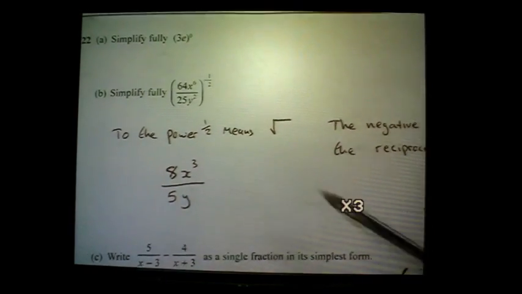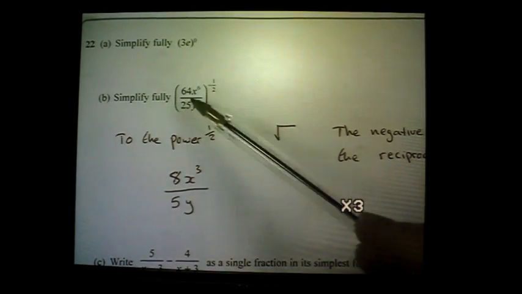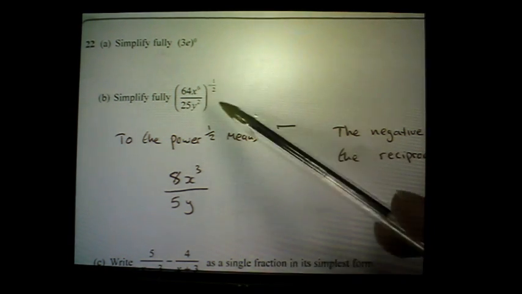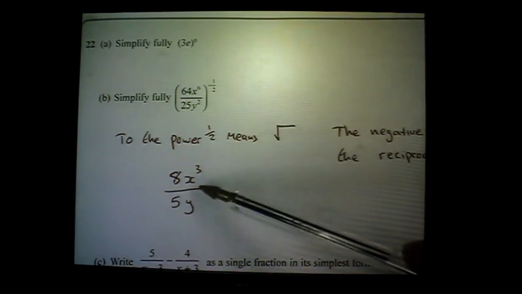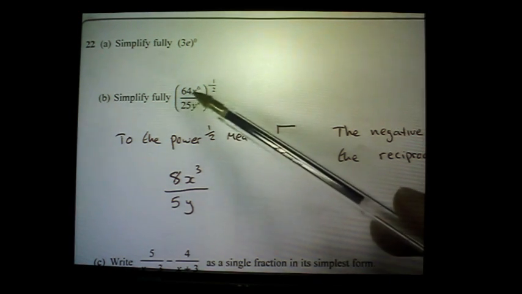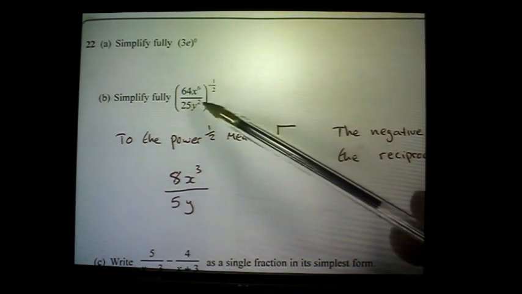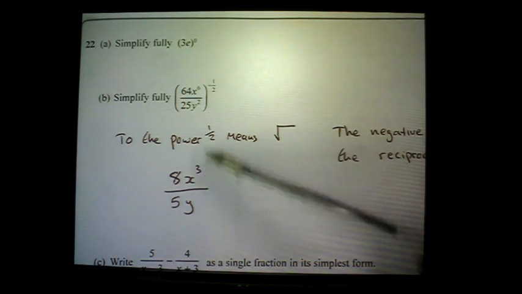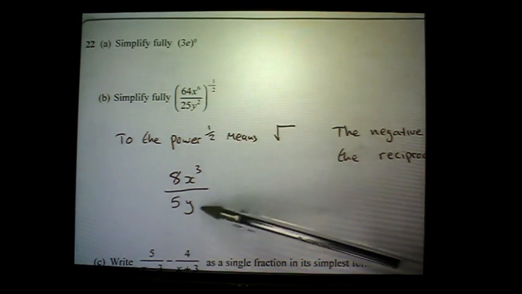Simplify fully this. Okay, I'll talk you through it. This one to the power negative a half. Ignore the negative, we'll deal with that in a second. To the power of a half means square root. So you've got a square root at the top and square root at the bottom. So the square root of 64 is 8. The square root of x to the power 6 is x to the power 3. Because when you square root an index number, you're only halving it. And that's why I've got the bottom one.